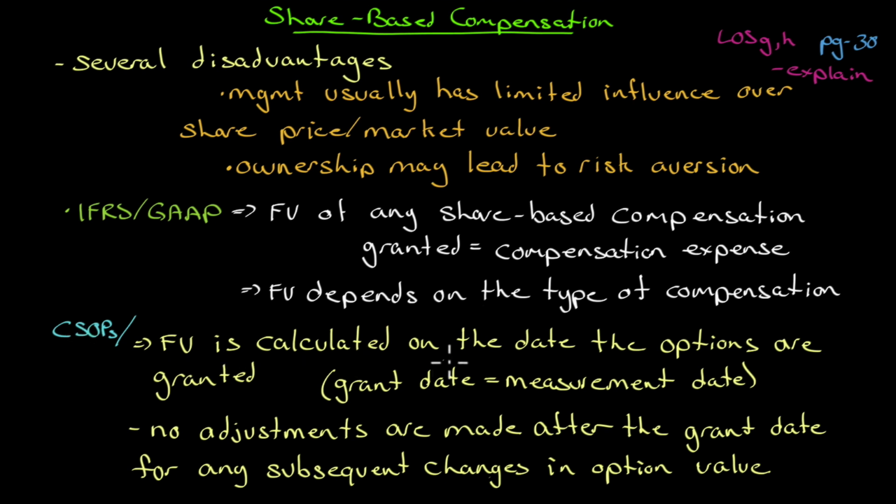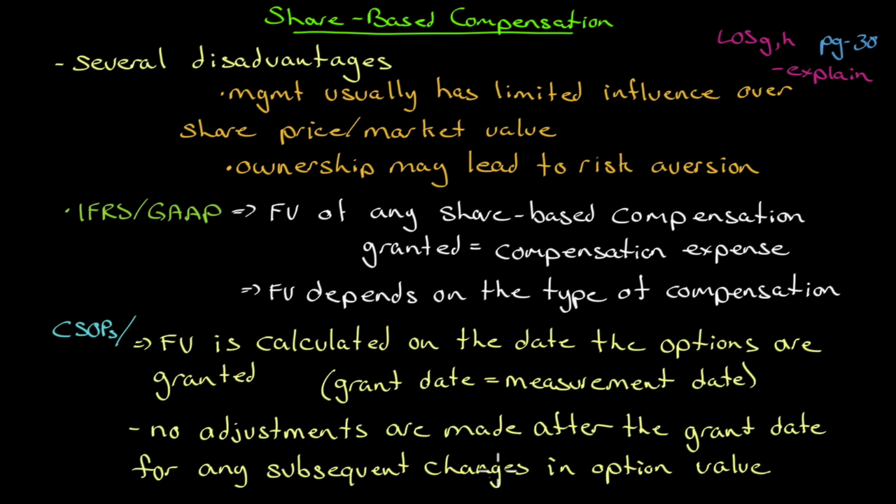Fair value is calculated on the date the options are granted. And the grant date is the same as the measurement date. Whatever date they're granted on, that's where we measure the fair value of the options. After that, no adjustments are made after the grant date for any changes in option value. So if you're buying exchange-traded options, and let's say that you're a company and you're holding them on your balance sheet as a financial asset, you know that every period you have to report them at their fair value, which means there are subsequent changes.